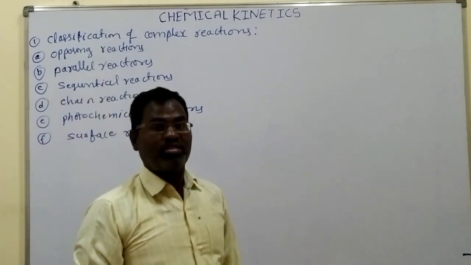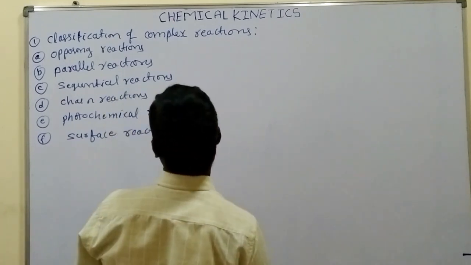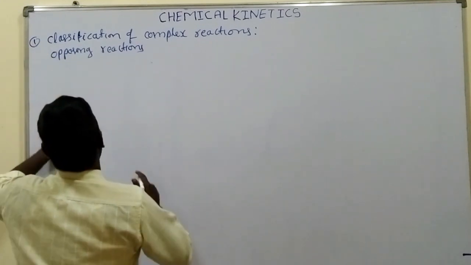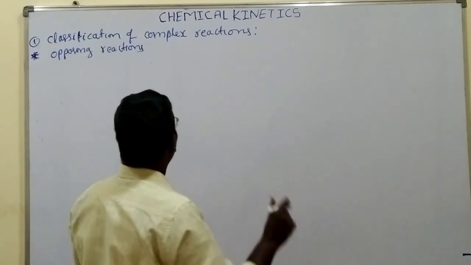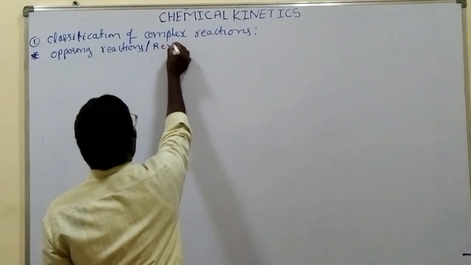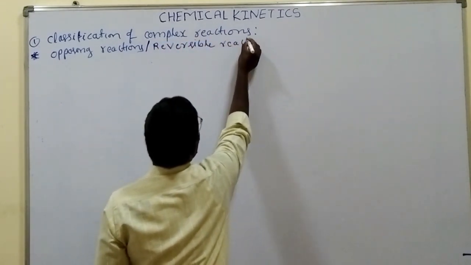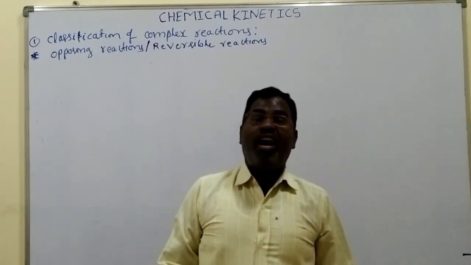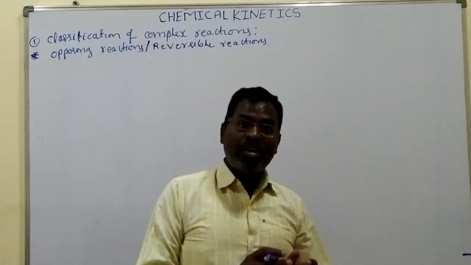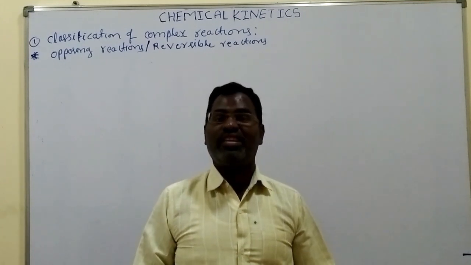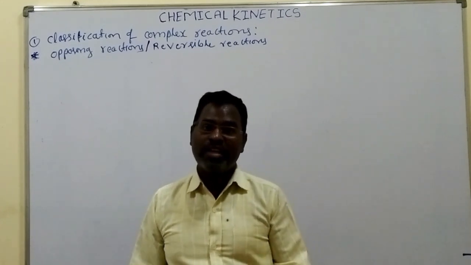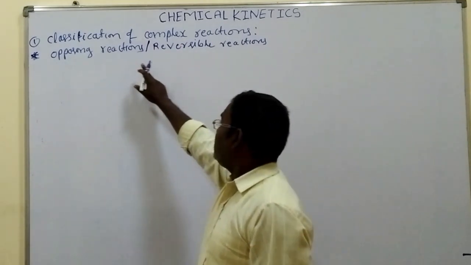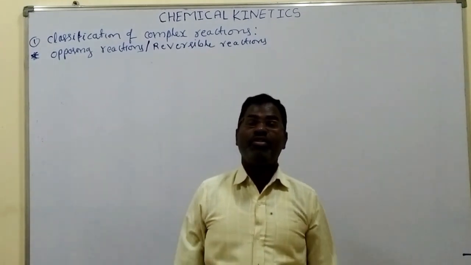So this is the classification of complex reactions based on their nature. Let us take the first type, opposing reactions. These are also called reversible reactions. In certain complex reactions, products revert back to give the original reactants. That means initially the reactants give the products, and later those products are converted back into the reactants. That type of reaction is called an opposing or reversible reaction.